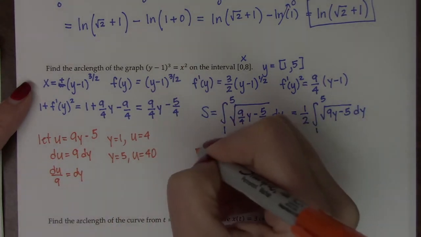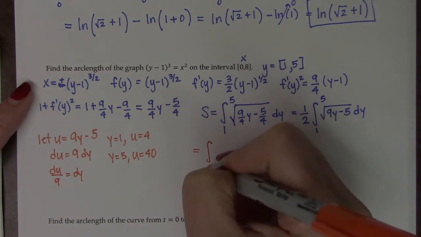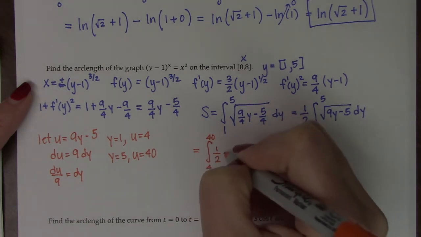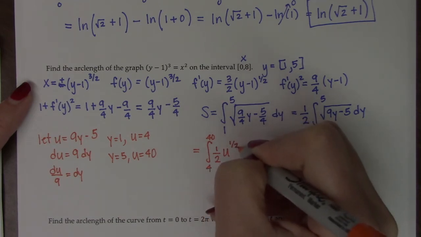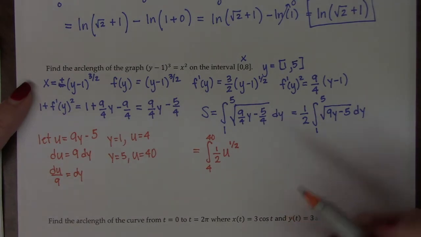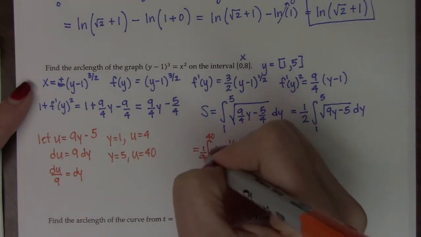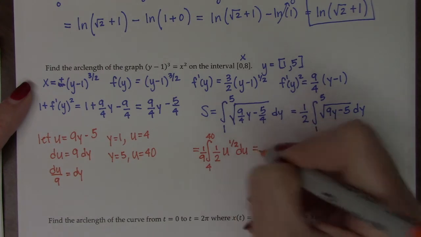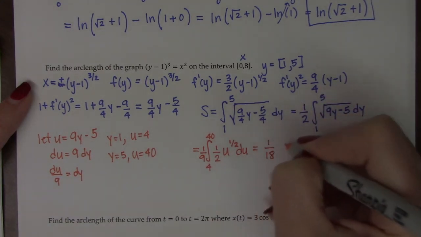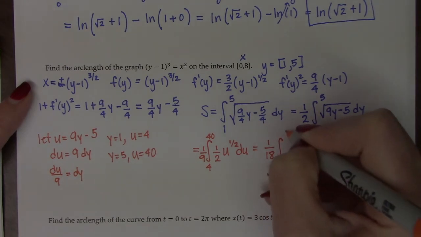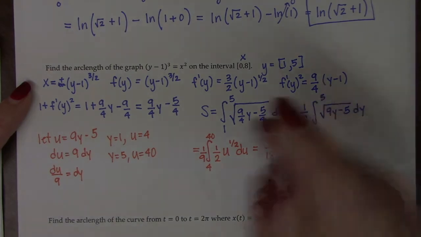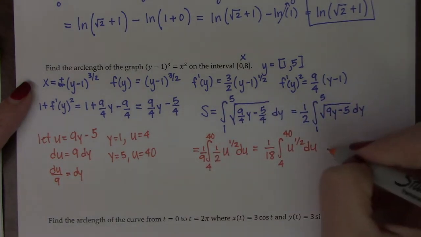So my new integral is going to be from 4 to 40 of 1/2 u to the 1/2. And when I plug in du, I have to plug in du over 9, so I'm just going to move that 1/9 out front. So let's combine these constants. So really what I'm going to have is 1 over 18 from 4 to 40 of u to the 1/2 du. So now I can integrate using the power rule.